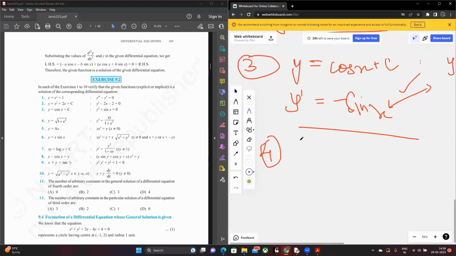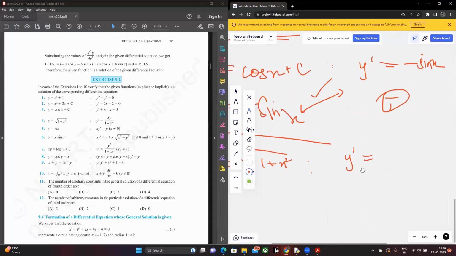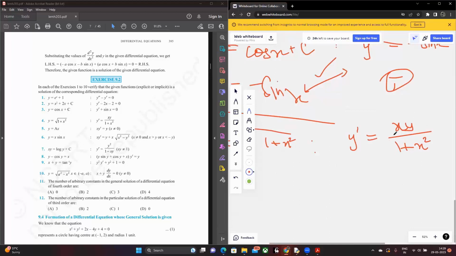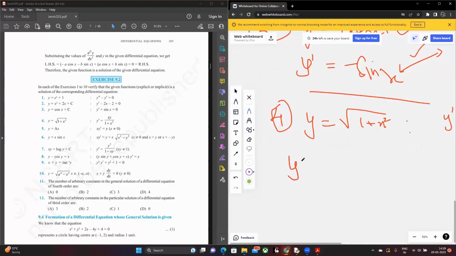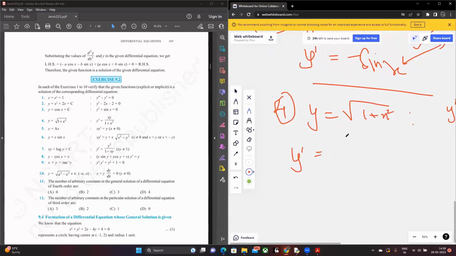4 is y equals root of 1 plus x squared, and the equation y dash equals xy divided by 1 plus x squared. This is a little tricky to bring your equation in this form, but it's pretty easy to do, because on the left hand side you have only y dash. So differentiate once. This is y dash equals 1 by 2 square root 1 plus x squared into 2x, chain rule.